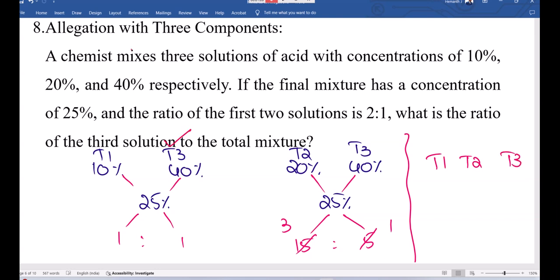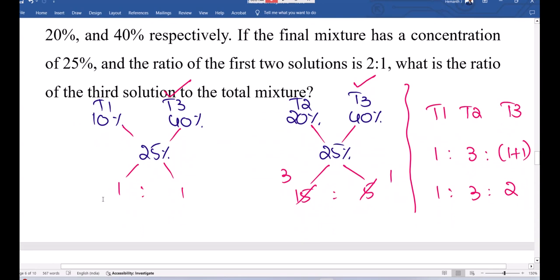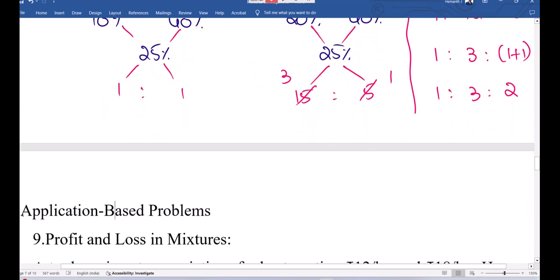As per our analysis, we have T1, T2, T3. T3 is there 2 times, so we should add that. T1 is 1, T2 is 3, and T3 is 1 plus 1, which is 2. So actually 1, 3 and 2 is required. They have given that the ratio of the first two solutions is 2:1. What is the ratio of the third solution to the total? This is fine in one go, but they have given a condition that the first two should be 2:1, so they'll take more from the third one. We'll see if that is the case.